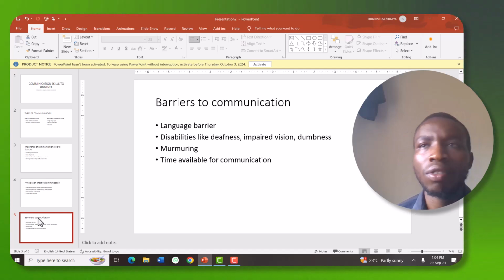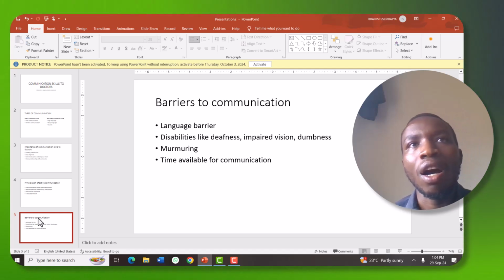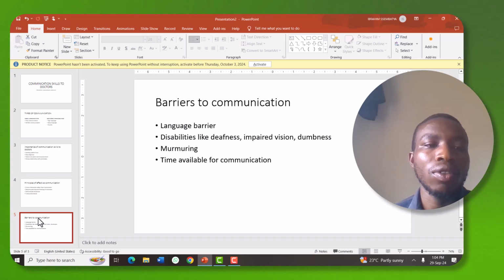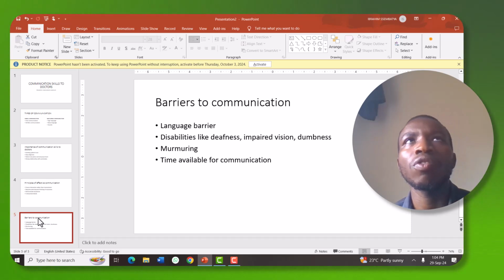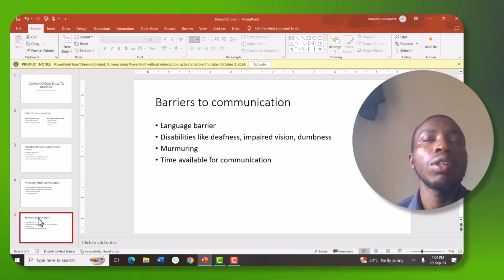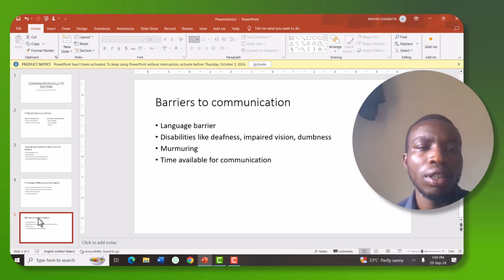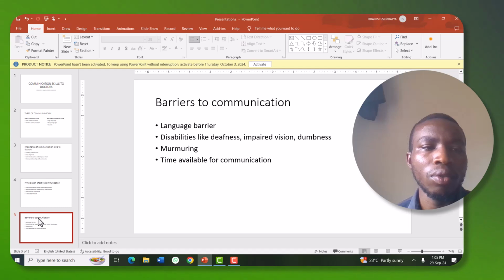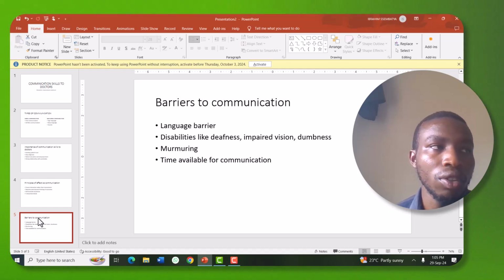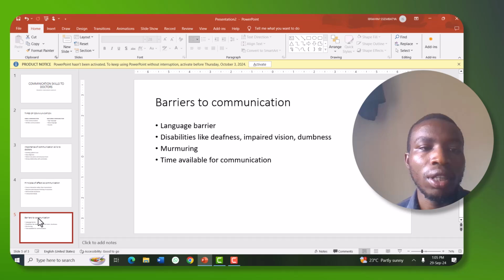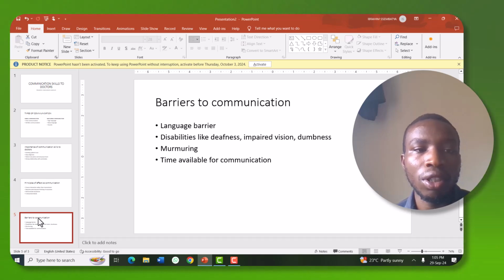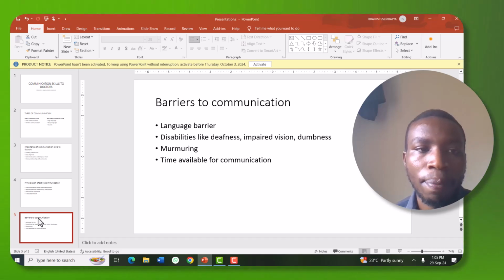Okay, you may be a doctor and you have to meet very many patients in a single day. If you have to meet more than 100 patients in a single day, that one will lead to limited time available for communication, and therefore it will limit. You may leave out some important issues with the patient.